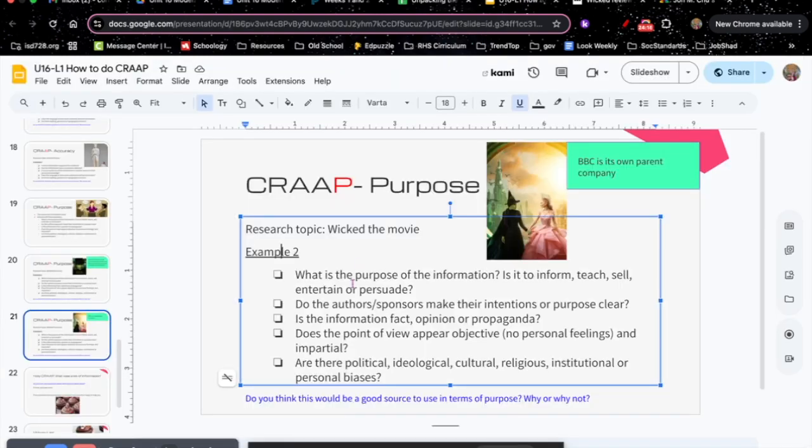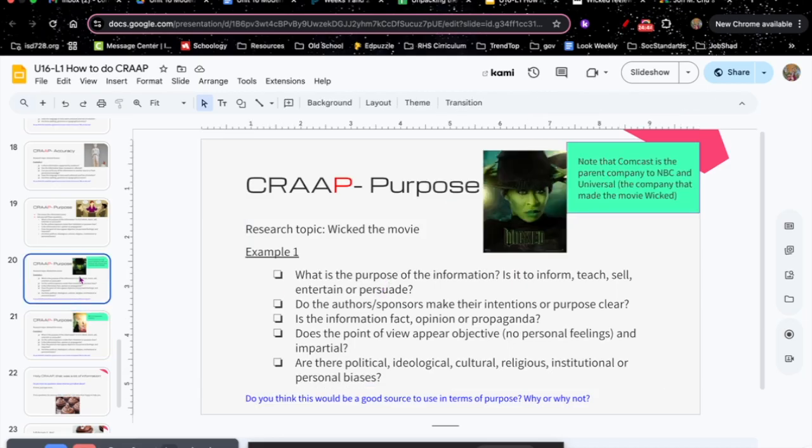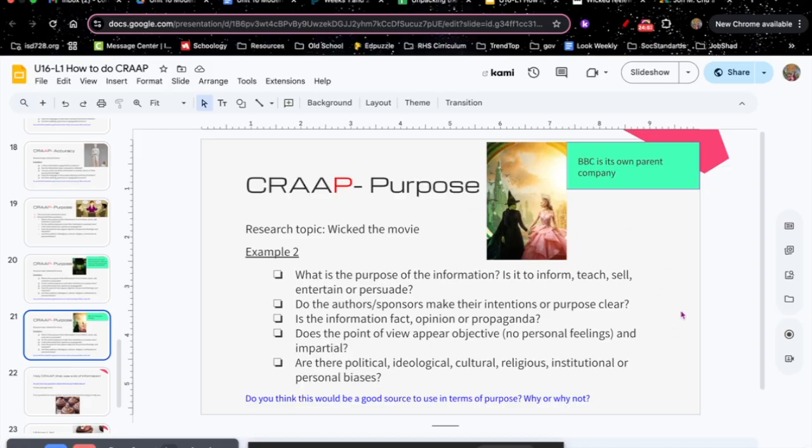All right. So, do you think this would be a good source to use in terms of purpose? Why or why not? In my opinion, if you're still doing a research topic about Wicked the movie and you wanted more about the factual production of the movie, probably wouldn't be great because it is an opinion piece. But let's say you wanted to research more on what critics said about the movie, then yeah, you could probably use it. I'll say this one is probably a better source to use than the last one, just because that one was a newspaper article from NBC, which is partnered with Universal Studios, versus this one is the BBC, so it's totally on its own.